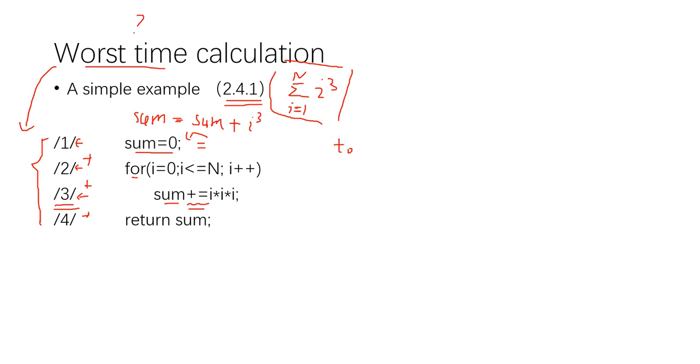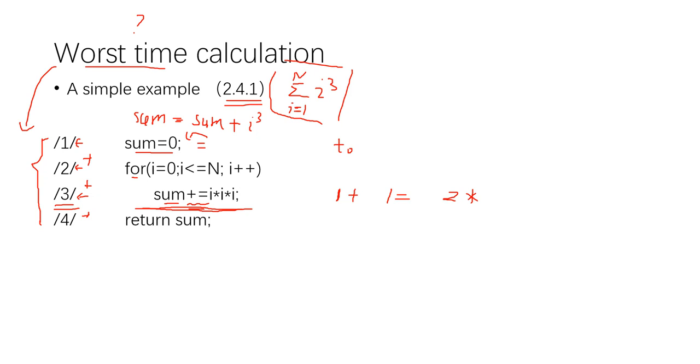So how many times is this part, sum plus equal to i times i times i, executed? How many calculations does this line do? It actually calculates one time of the plus, one time of the equal symbol, and two times of the times, or multiply.